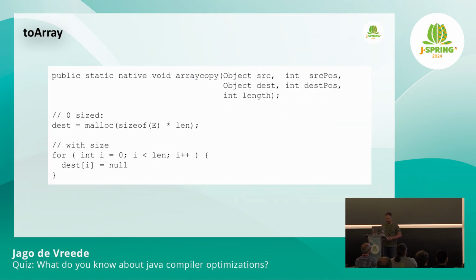But why? Well, actually, there is an array copy function that's being used under the hood with the toArray. And if you give it a 0-sized array, it can actually do a malloc memory allocation on the entire size of the array. It can calculate how big the array is and do a single memory allocation at once. But if you give it a size, well, it doesn't know if it's a sized object or an object that has some data in it, so it has to go through the entire array and set every element to null. So that hurts, and especially if it's a big array.